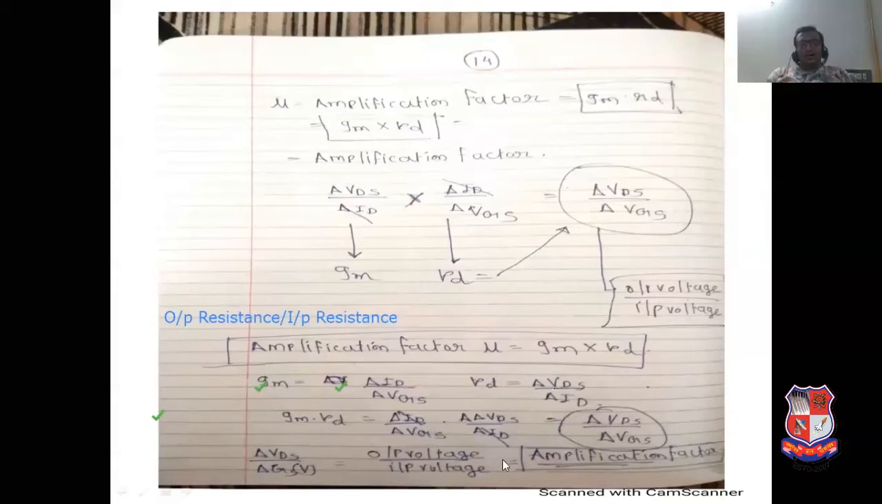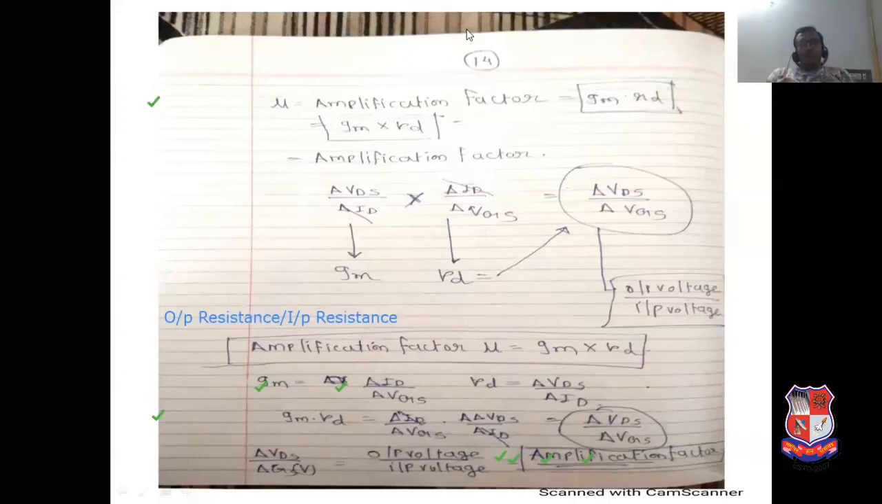Output voltage by input voltage is known as the amplification factor. So please write down this value: mu equals output voltage by input voltage, which is equal to gm into rd. So please prepare very carefully.